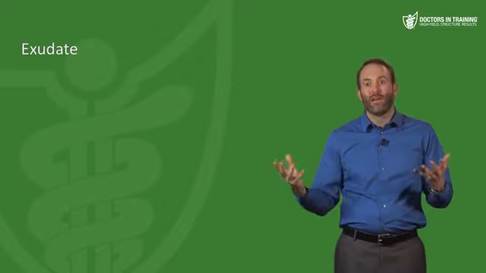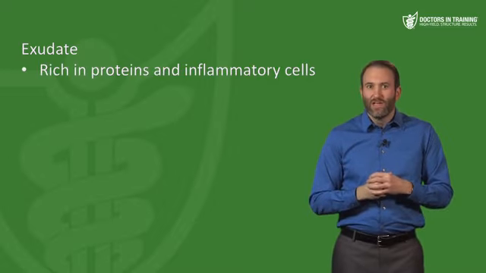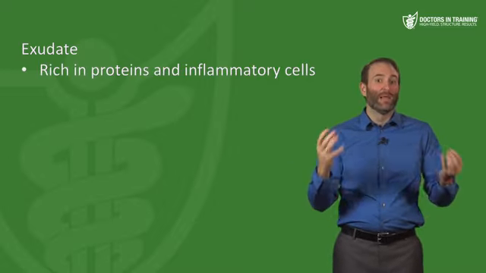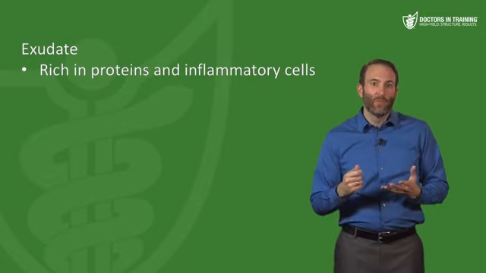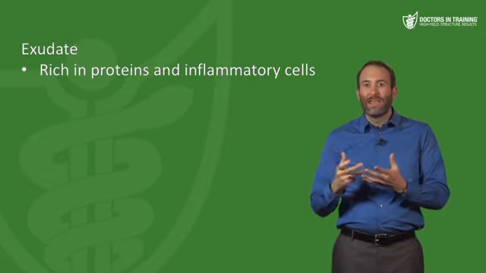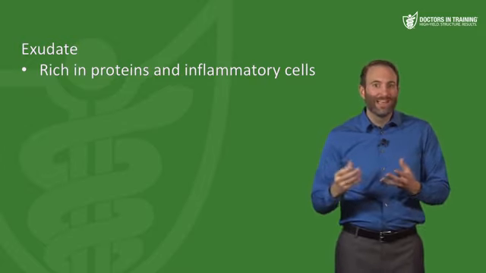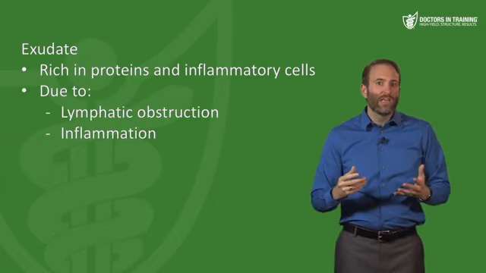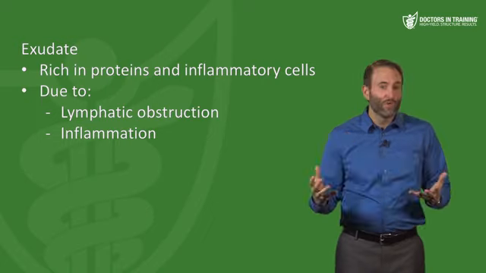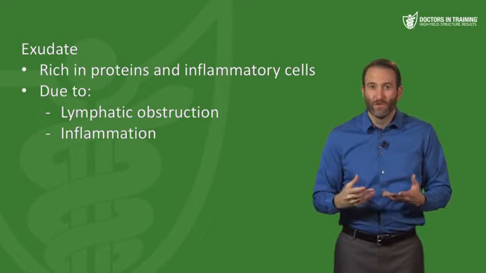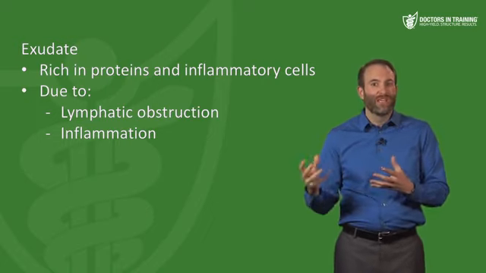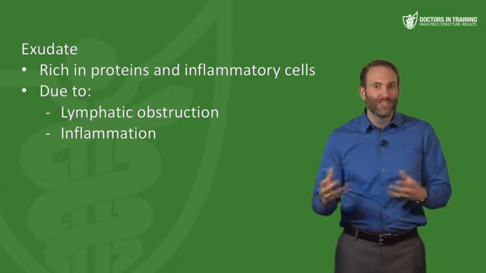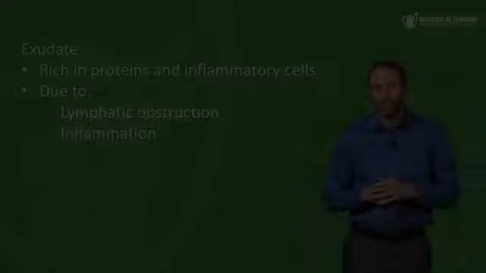So if transudate is watery and doesn't have much stuff in it, then exudate is the opposite. Exudate has a lot of stuff in it, so it's rich in proteins, it's rich in cells, specifically inflammatory cells. Now, one student sent in a mnemonic that the EX in exudate can remind you that exudate has extra stuff in it. So maybe that can help you remember it. Now, exudate can form due to lymphatic obstruction, also inflammation that we talked about so far. And we'll talk about transudates and exudates again when we get to ascites and cirrhosis in the GI section.